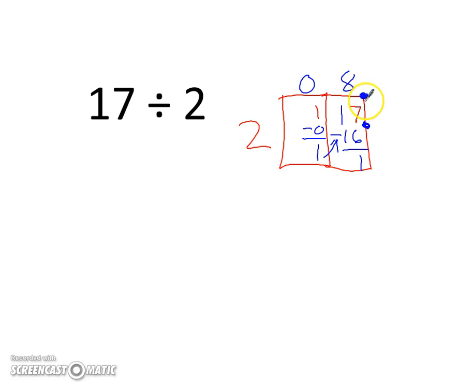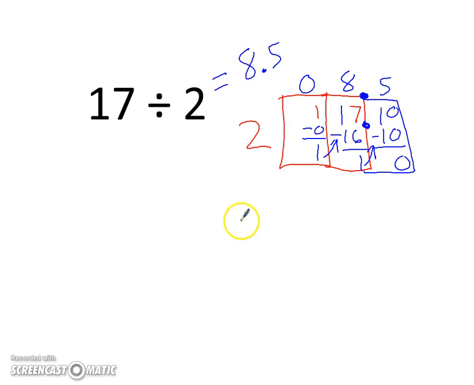Cannot stop until I get a remainder of 0. So I'm going to add another box. And since the box wasn't really there and it didn't have a number in it, I got to put a 0 in it because nothing means 0. Bring the 1 up. How many 2s in 10? That would be 5. 5 times 2 is 10. I'm at 0 and I can stop now. So 17 divided by 2 equals 8.5.